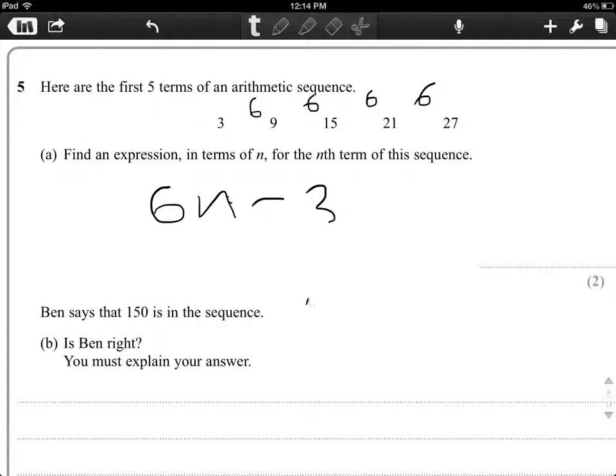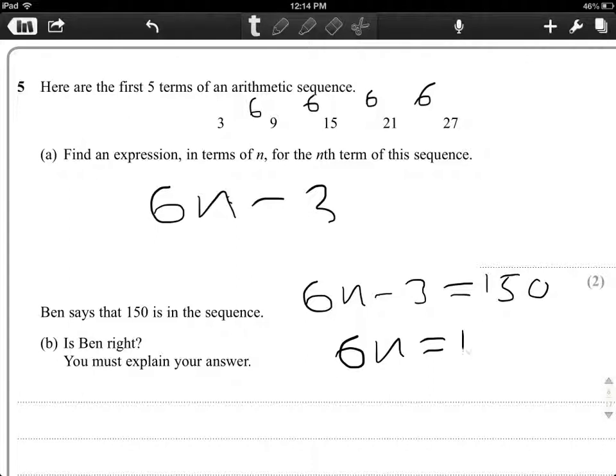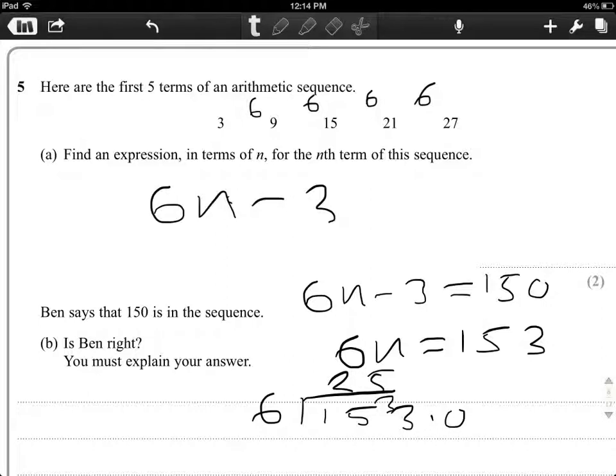Now if Ben is right, 6n minus 3 will equal 150. So does 6n equal 153? So does 6 go into 153? Let's have a look. So 6 goes into 15 twice with 3 over, but 6 does not go into 33. It goes in 5 with a remainder of 3. So the answer is 25.5. So the answer is no. It can't go in a whole number of times.